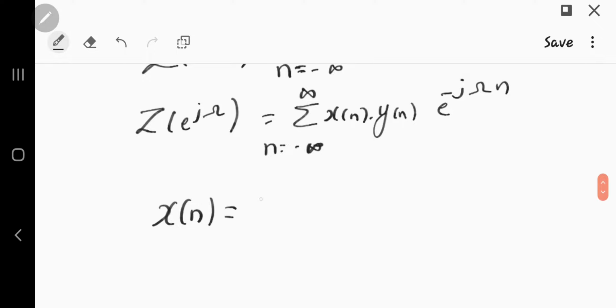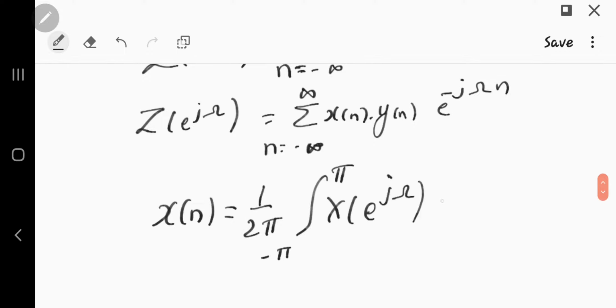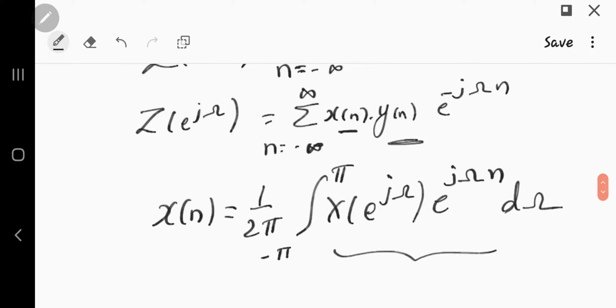x of n is equal to 1 by 2 pi integral of minus pi to plus pi x of e power j omega into e power j omega n d omega. Okay. Now I am going to use this synthesis equation in the above expression here. I will replace x of n with this term.